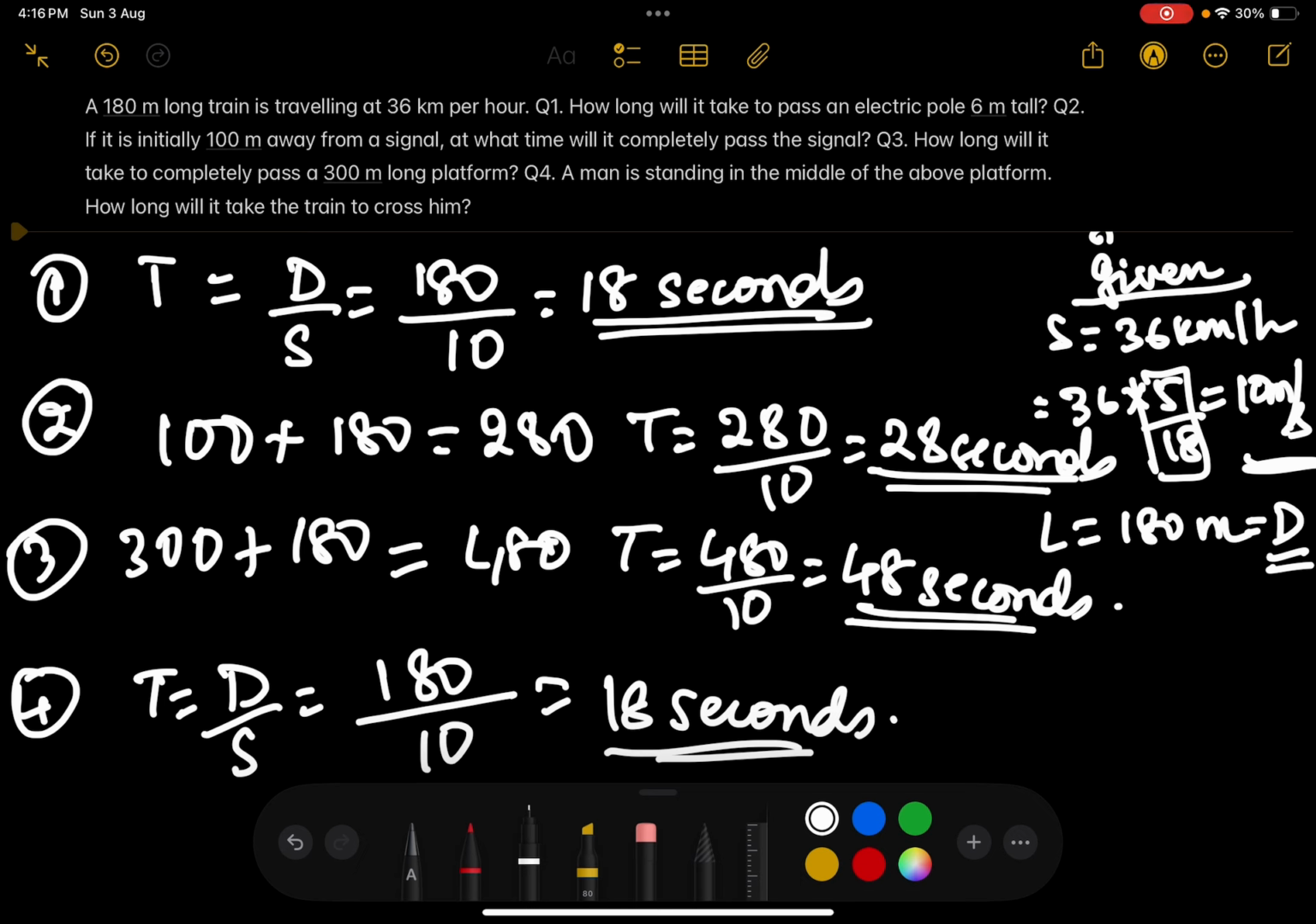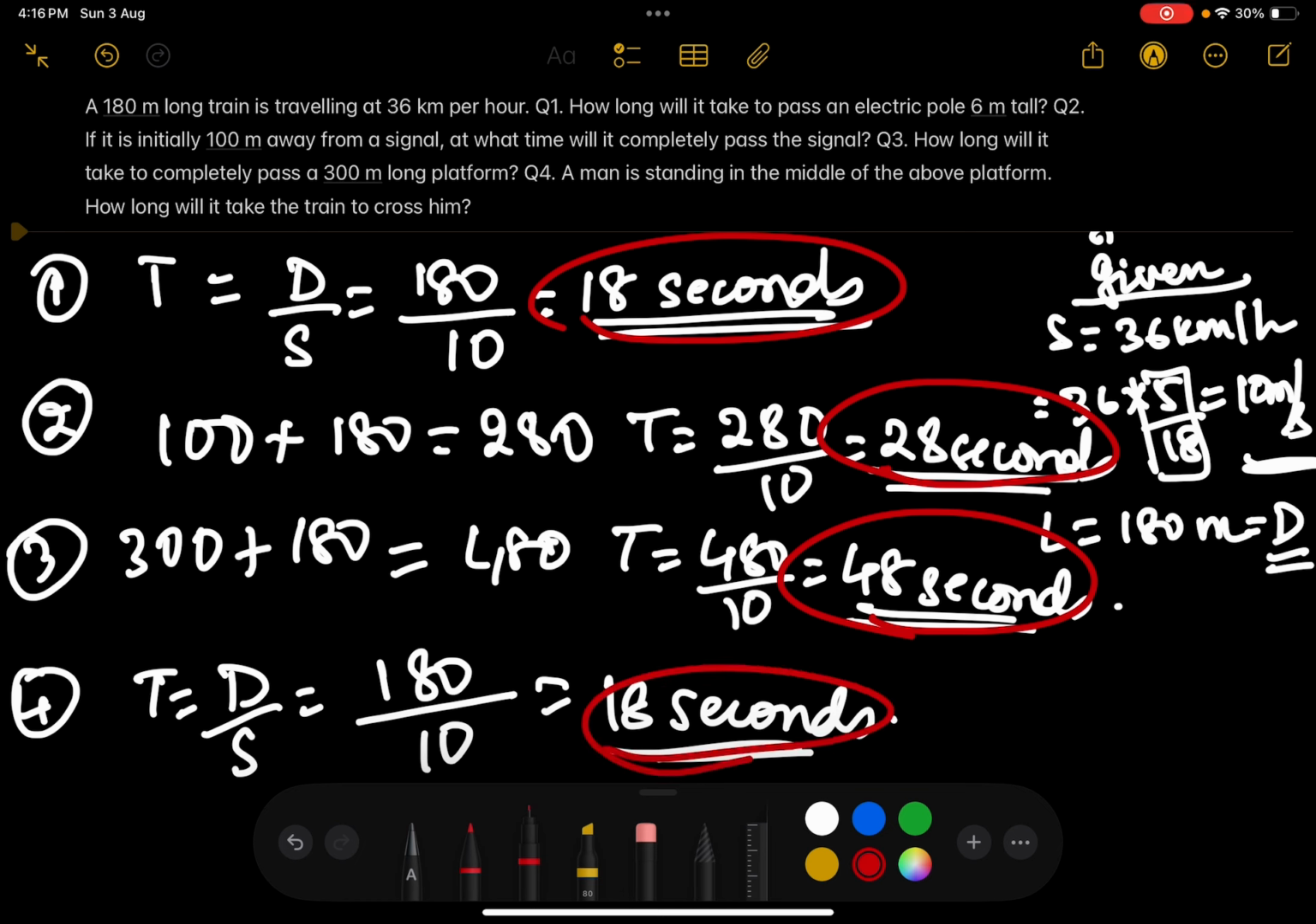Okay, so this is the final answer. First one is 18 seconds, then 28 seconds, 48 seconds, and 18 seconds.